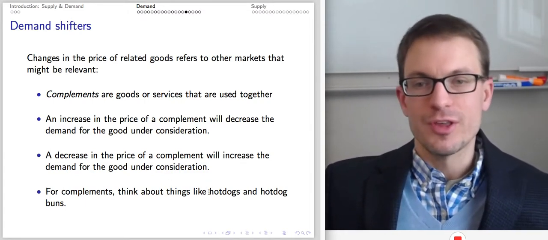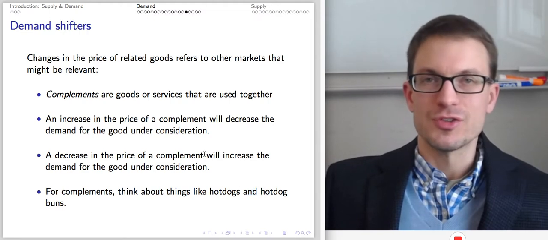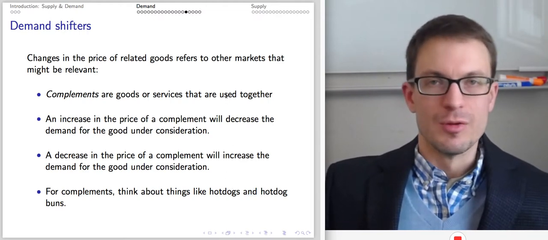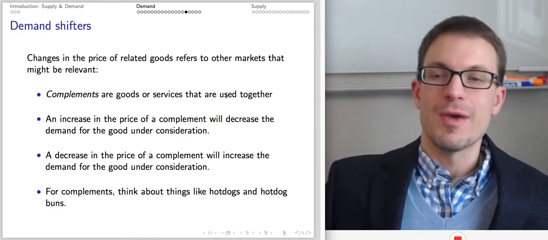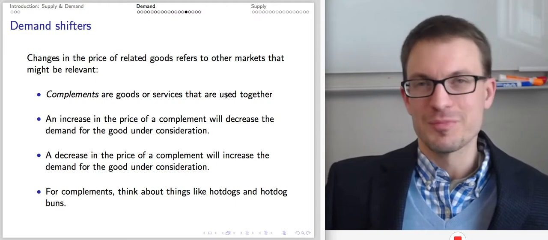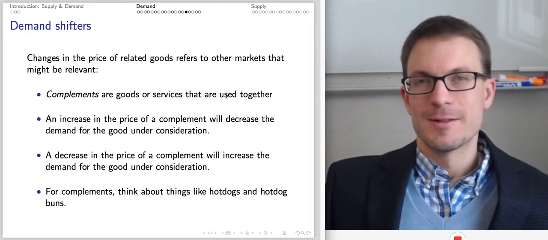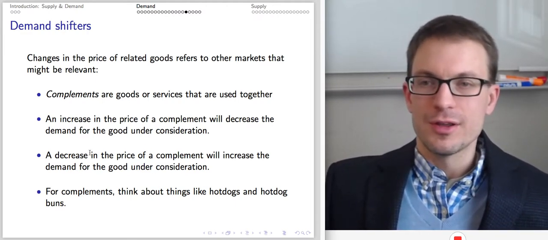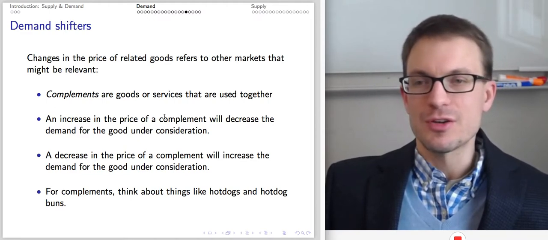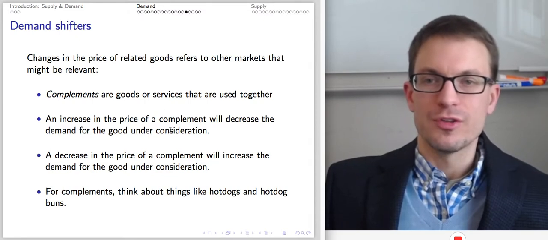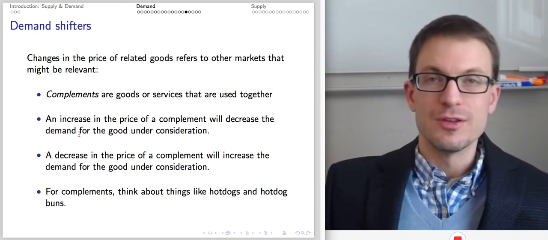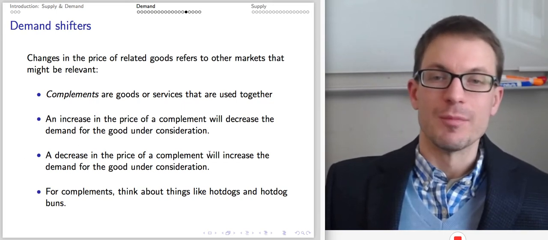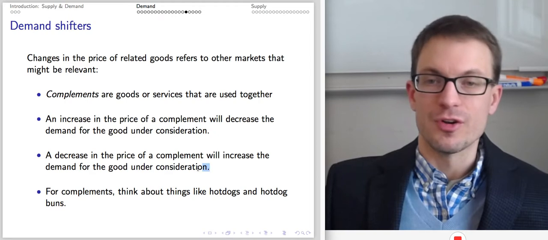So you could think about things like hot dogs and hot dog buns, right? So if the price of hot dogs goes up, there's going to be a lower quantity demanded of hot dogs. There's also going to be a decrease in demand for hot dog buns because you're not buying hot dogs, right? So here the price increase of a complement decreases the demand for the good under consideration and decreases the quantity demanded for the complement. To be really specific, a decrease in the price of a complement will increase the demand for the good under consideration.